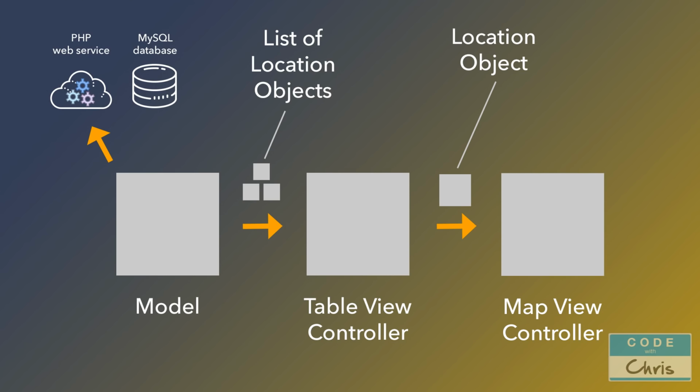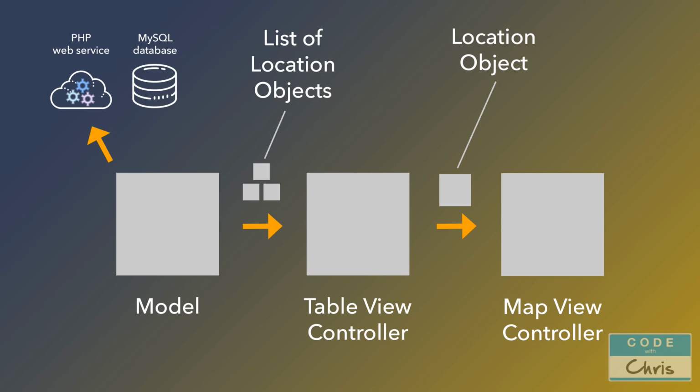The last piece of the puzzle is that we need some sort of data structure or class to represent each location. So we're going to create a location class that represents a single location. It's going to have a name, address, a latitude, and a longitude. Furthermore, when the home model parses that data, it's going to be creating those location objects. It's going to create an array of those objects, and it's going to pass that whole array back to the view controller, as you can see in this diagram here.